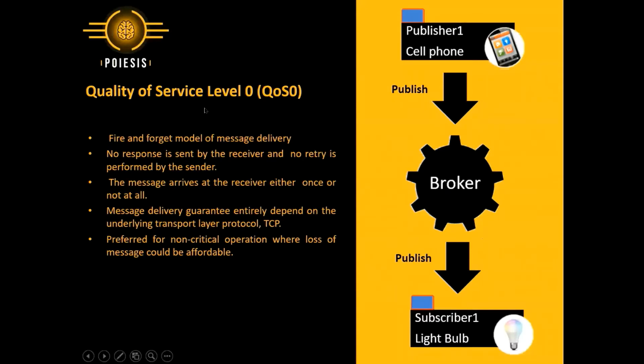Quality of Service level 0, or QoS 0, is also known as the fire and forget model of message delivery, because in QoS 0, a sender sends a message and disconnects itself. No response is sent by the receiver and no retry is performed by the sender. The message arrives at the receiver either once or not at all. Message delivery guarantee entirely depends on the underlying transport layer protocol, TCP. It is preferred for non-critical operations where loss of a message could be affordable.